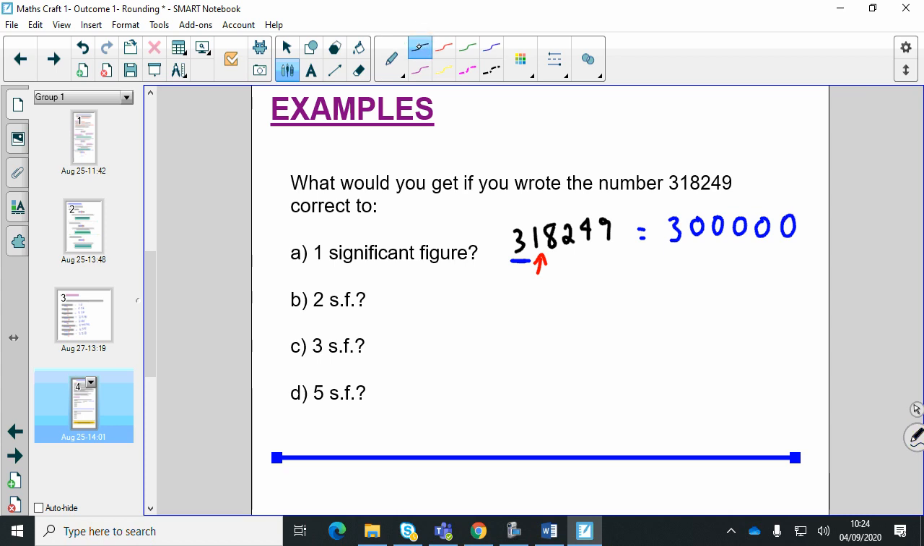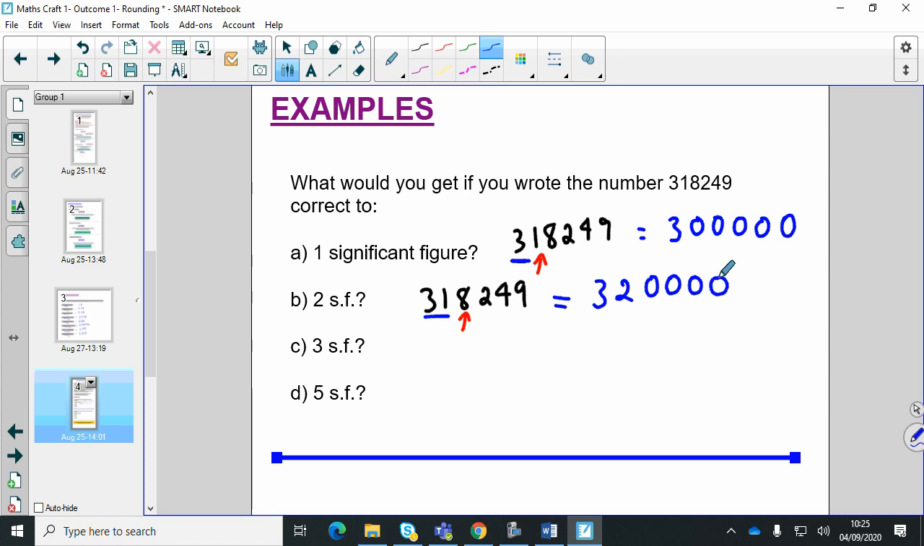Let us do the second one. So 2 significant figures. Just write the number out again. So the first 2 are now significant. We're going to check this one to see if it rounds up or down. Now, because the 8 is bigger than 5, the 1 is now going to round up to 2. So that's going to be 32. And then as before, all these other numbers that are not underlined become zeros.